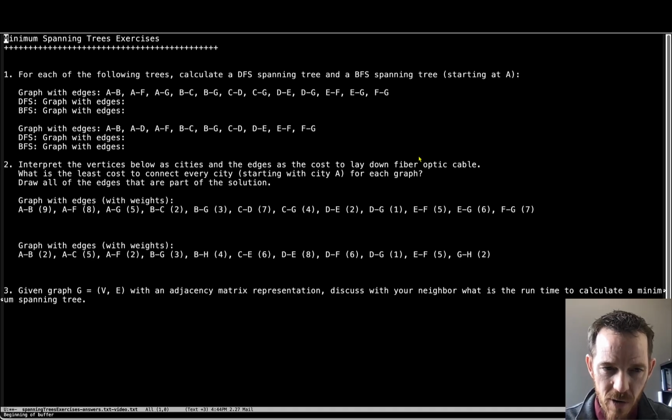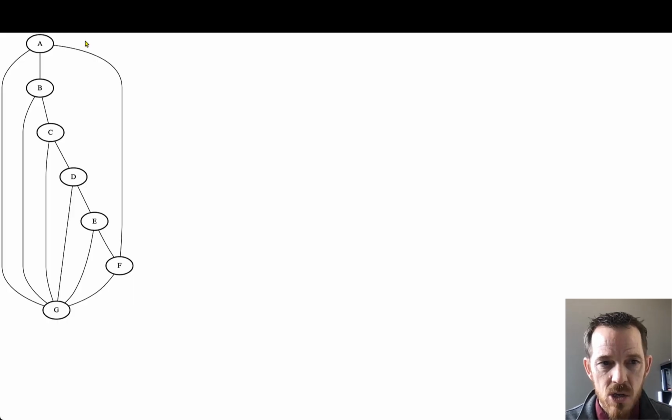if we started with a graph, with edges AB, AF, AG, BC, BG, CD, CG, DE, DG, EF, EG, FG, then how would we produce a spanning tree? And particularly, I want to focus in on a depth-first search spanning tree and a breadth-first search spanning tree, starting at vertex A. So I've graphed that here. These same edges are represented here.